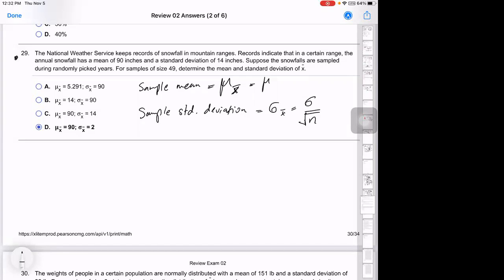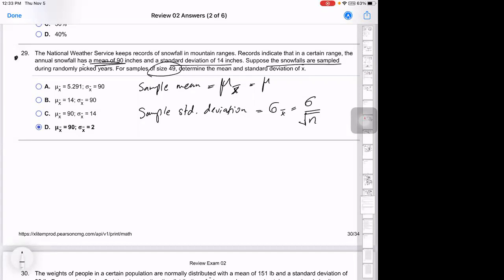Okay, so they have given a record indicating it has mean 90 and standard deviation 14. Suppose snowfalls are sampled from randomly picked years. Sample size given is 49. Find the mean and standard deviation of x bar.